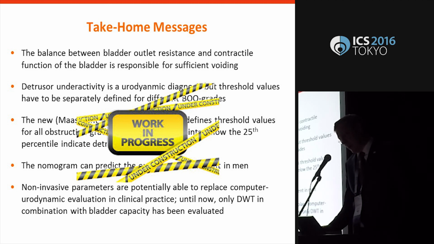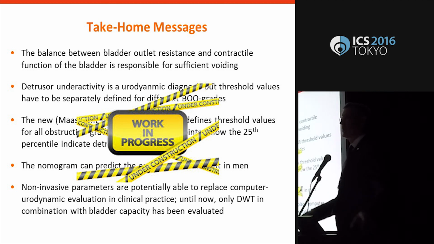The nomogram can predict the outcome of treatment when we are talking about sacral neuromodulation, most probably TURP, and non-invasive parameters are potentially able to replace the computer urodynamic evaluation in clinical practice, but until now only detrusor wall thickness in combination with bladder capacity has been evaluated. And again, the work is still in progress. We are at the very beginning, we are continuing. So this is now an update of what we've done in the last 18 months. And this is brand new.